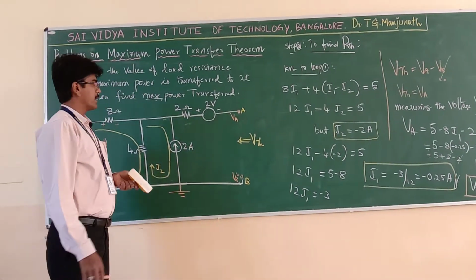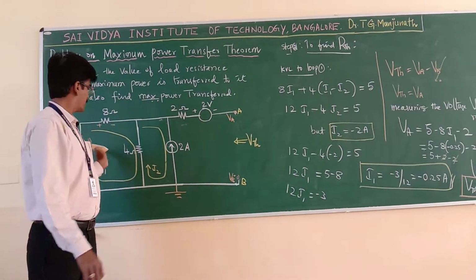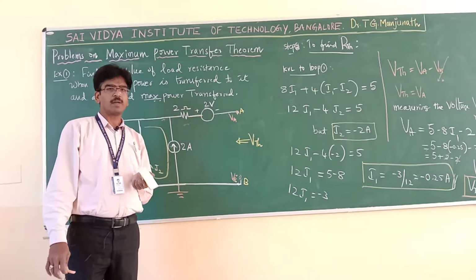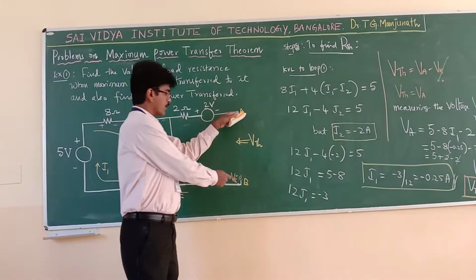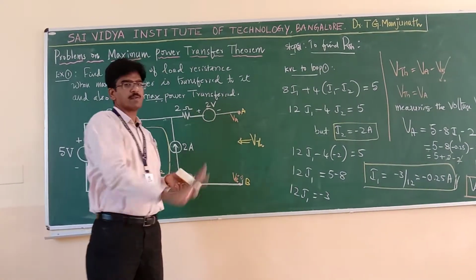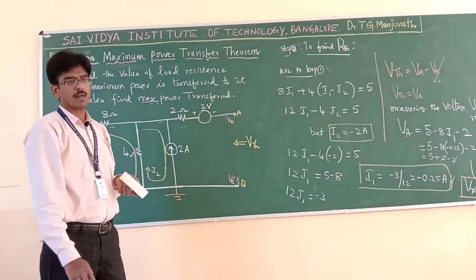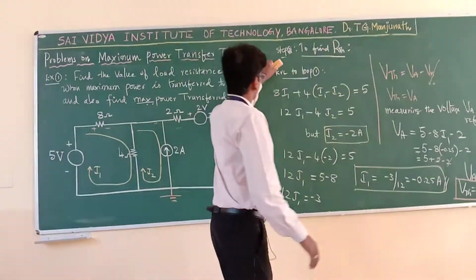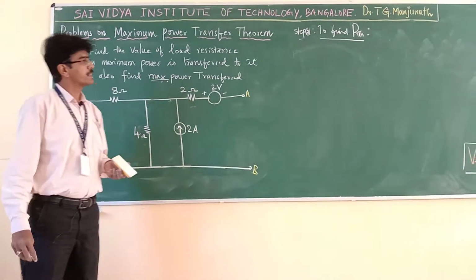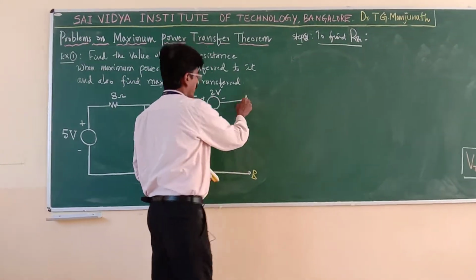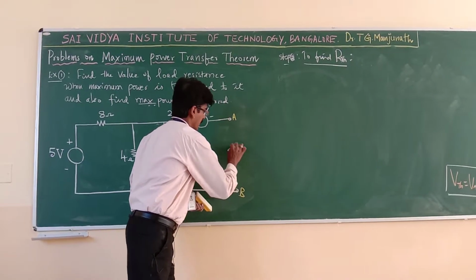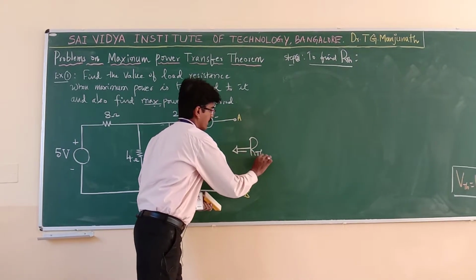How to make independent sources 0? If there is a voltage source, you have to create a short circuit. If there is a current source, you have to create an open circuit. Then looking into the same open circuited terminals, you have to find the total resistance of the circuit. That is your R Thevenin. Okay, now let us find. Your intention is to find R Thevenin looking into the open circuited terminals. Let us find now R Thevenin for the network.